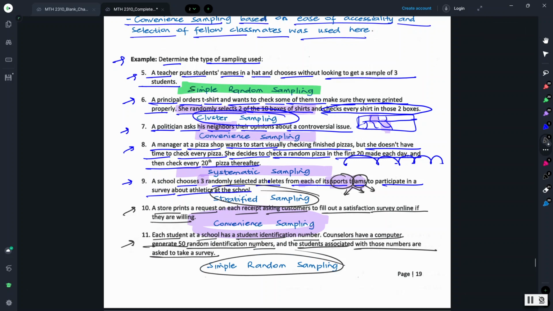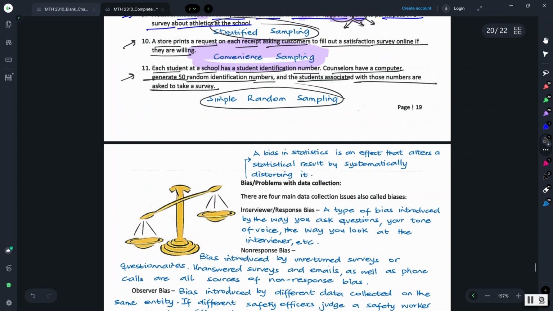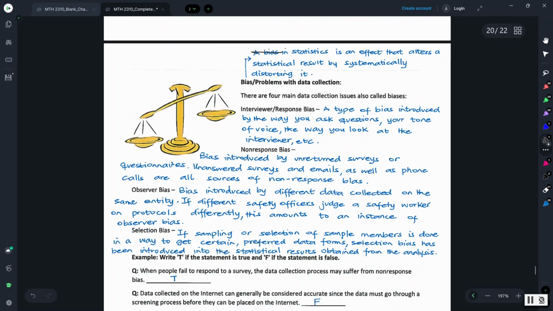Having discussed the different types of sampling plan, we now move on to what we call bias in statistics. What is a bias? It is an effect that alters a statistical result by systematically distorting it. It's sometimes systematic, not intended, almost subtle, and you have to be really mindful to be able to observe it. So, bias or problems associated with data collection can lead to fallacious results or conclusions being drawn from your data.